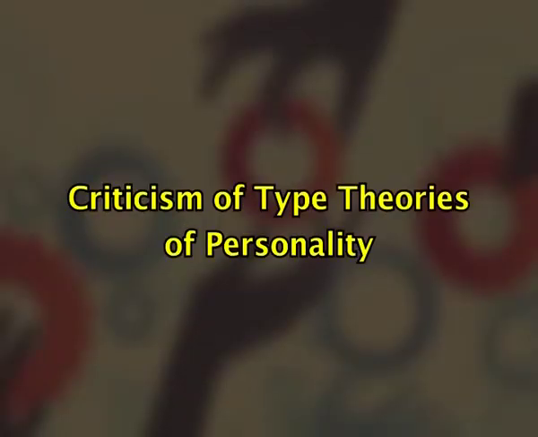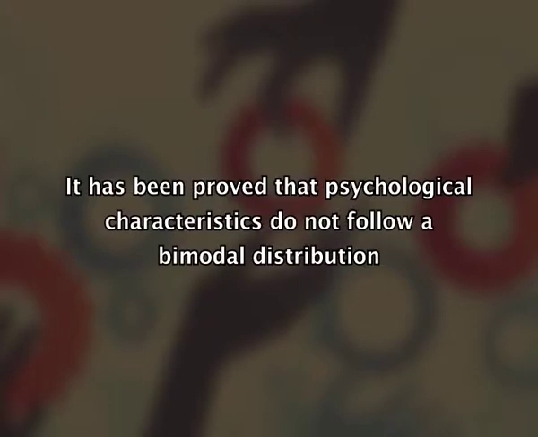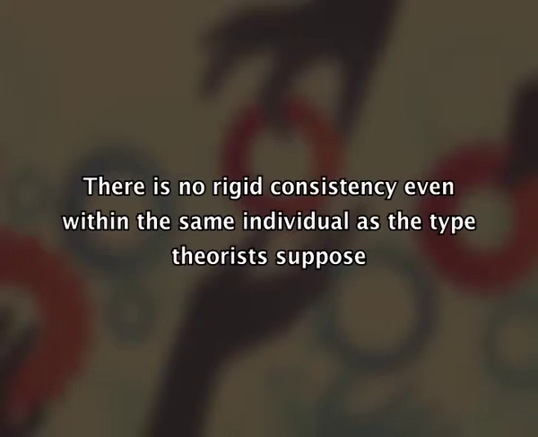Dear students, let us now have a critical evaluation of type theories of personality. As we know, it has been proved that psychological characteristics do not follow a bimodal distribution as the type theories suppose. They follow a normal distribution curve. There is no rigid consistency even within the same individual as the type theorists suppose. Man's behavior at a particular point of time depends upon several variables, not only his cardinal or ruling traits, as the type theorists advocate.